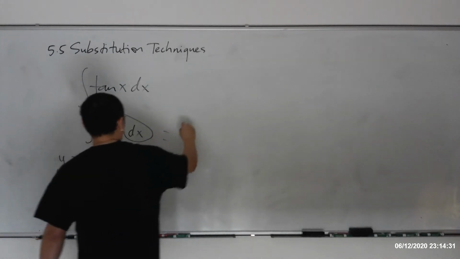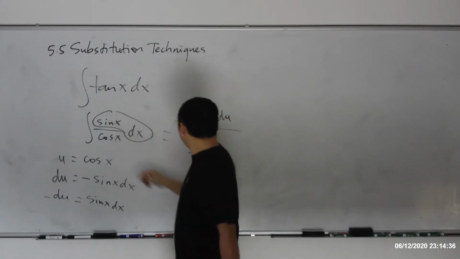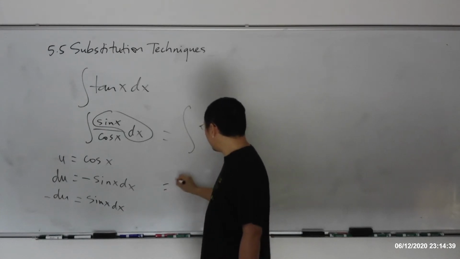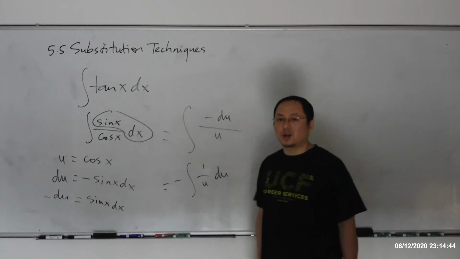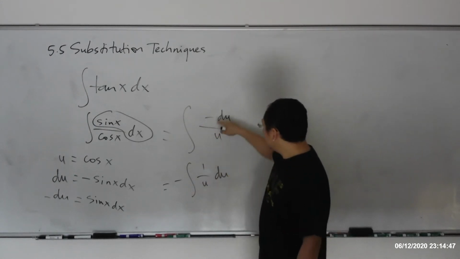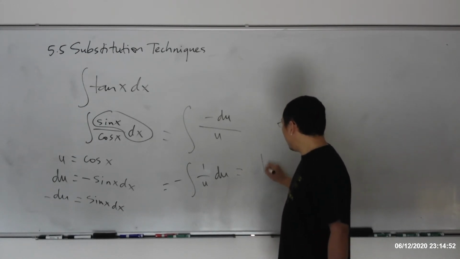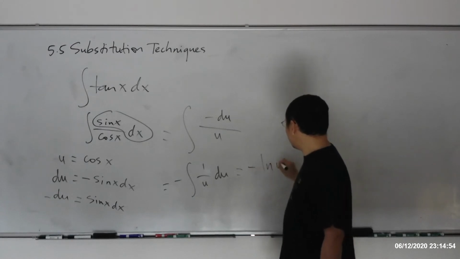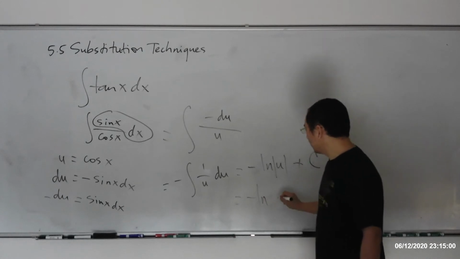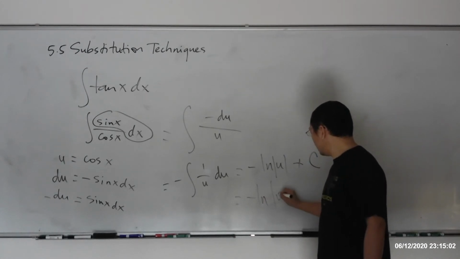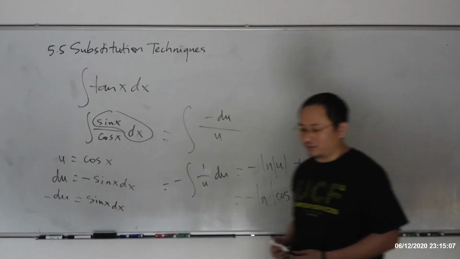Well, this becomes the integral right here: sine x dx is negative du, and cosine x is u. This is no more than negative, outside, 1 over u du. It's negative, it's a constant, negative 1, I'll bring it outside, and this is 1 over u du. And you recognize this integral right away. This is ln of the absolute value of u, with a minus outside, and then plus c. This is negative ln of the absolute value of cosine x plus c, because u is cosine x. So you have the answer.